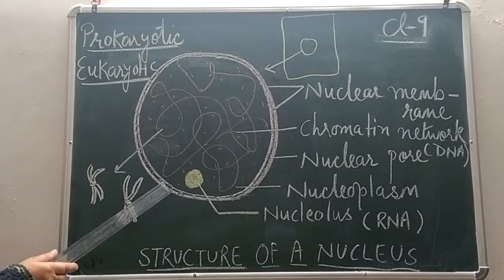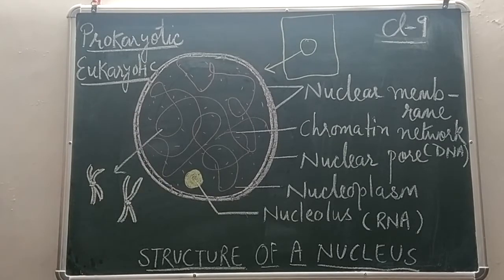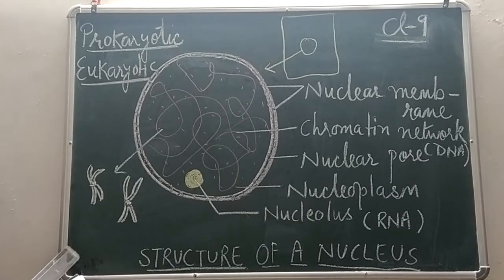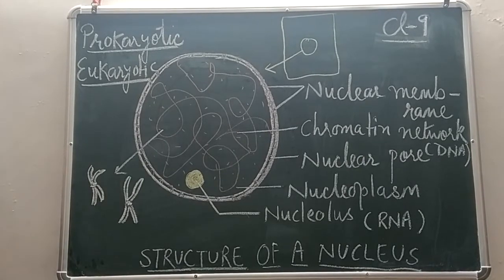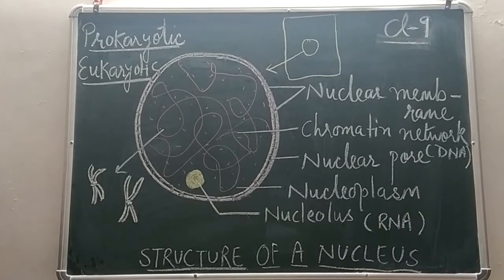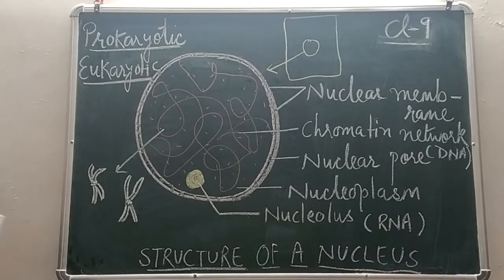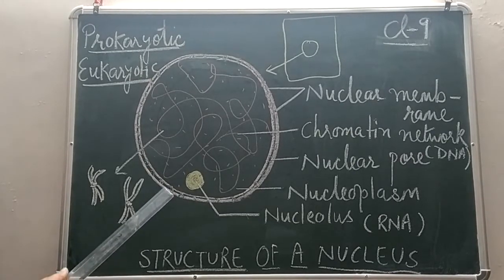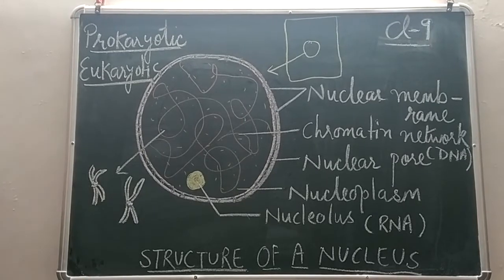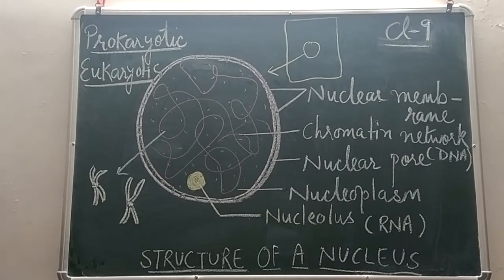Secondly, this nucleus also plays a very important role in cell division. And this nucleus also contains genes. You all know genes carry characters. They carry hereditary characters, and these characters pass from one generation to another. So, nucleus is a very, very important part of a cell.